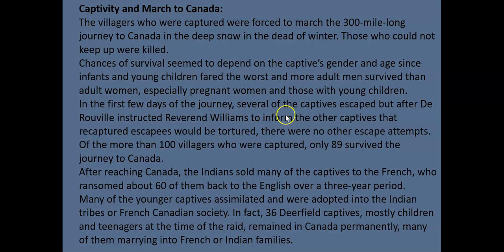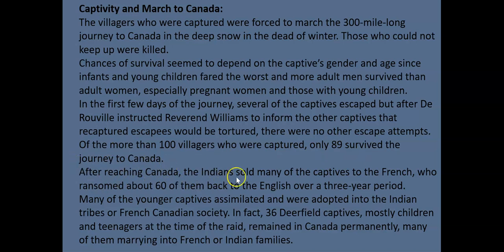In the first few days of the journey, several of the captives escaped. After that, de Rouville, I probably said that wrong, but he was the leader of the French soldiers, he told Reverend Williams, the minister, to tell the other captives that if anybody escaped and was recaptured, they would be tortured. So after they were told this, nobody else tried to escape. There were more than 100 people from Deerfield who were captured. Only 89 survived the 300-mile journey to Canada.